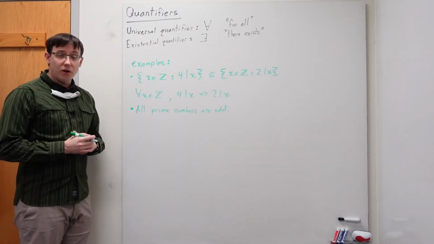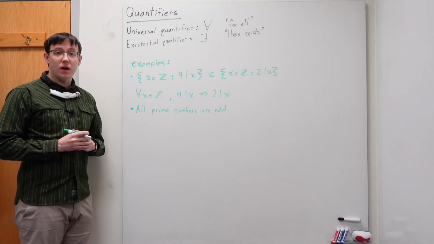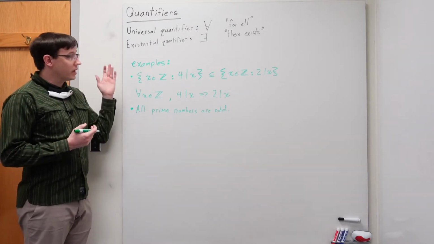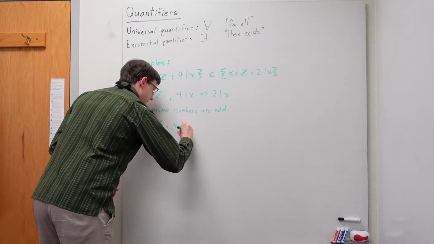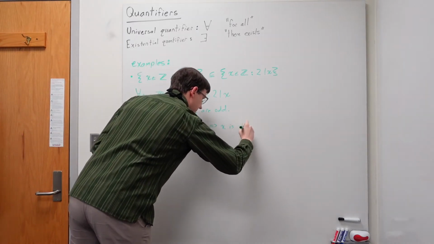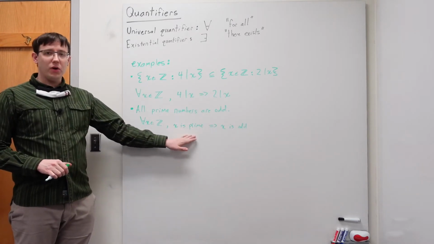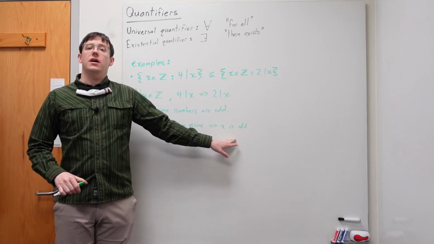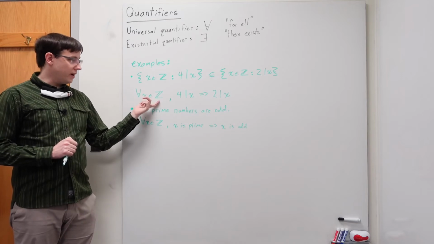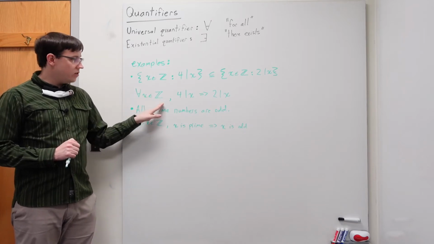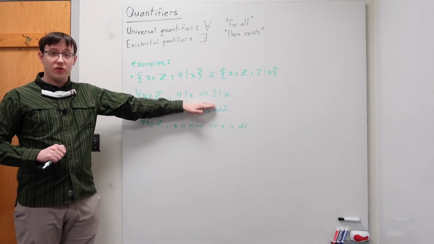Another example we saw was the claim that all prime numbers are odd. We could write this using a universal quantifier as, for all integers x, if x is prime, then x is odd. So this universal quantifier is specifying the range of values over which we are claiming some proposition is true.